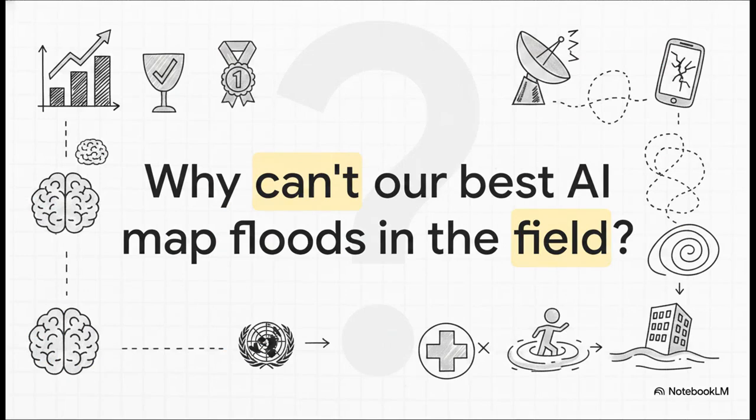Okay, let's dive into this. Why can't our absolute best AI actually map floods out in the field? It's kind of the central paradox of our explainer today. We've got this incredible AI that completely crushes academic leaderboards. It boasts near-perfect accuracy scores. But then, when humanitarian organizations like UN Spider or the Red Cross try to deploy these models in actual disaster zones, the AI just fails, or sometimes it literally can't even run at all.